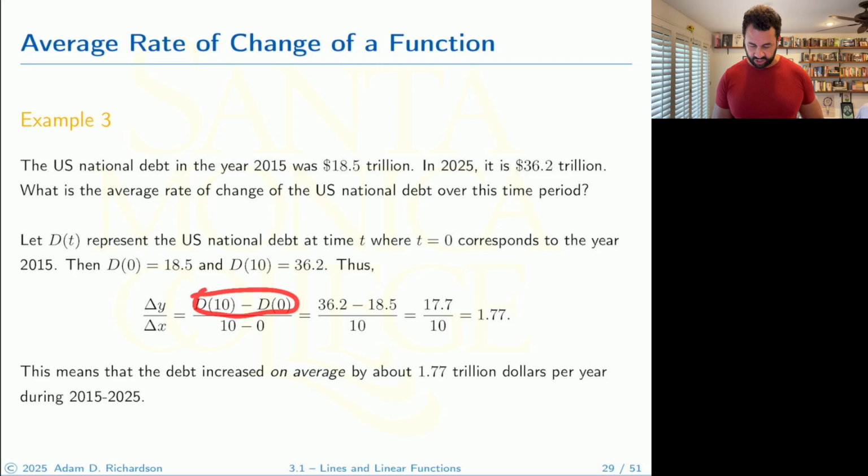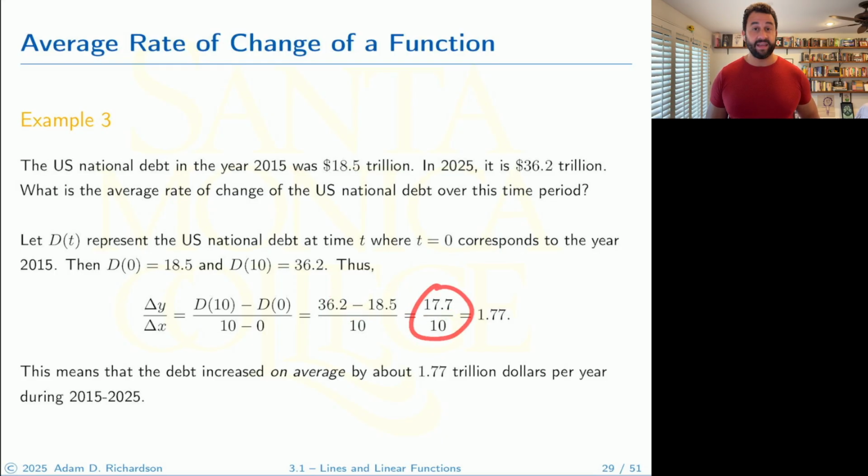So here is the change in the debt. Here is the change in the years. 10 minus 0 is 10. This is d of 10. This is d of 0. Do that subtraction. Try to do it by hand. You don't need a calculator for this. Just use the fundamental intuition we talked about back in chapter 1 and use place values. Use the decimal system. And when you do this, you're going to get 17.7.